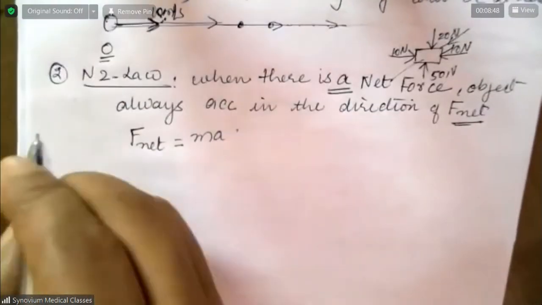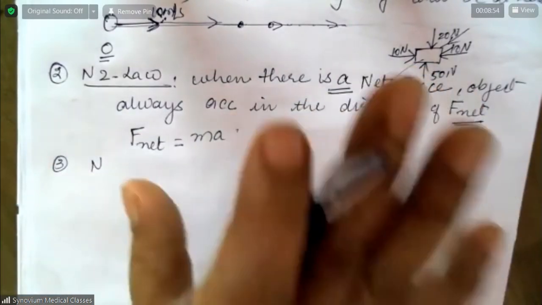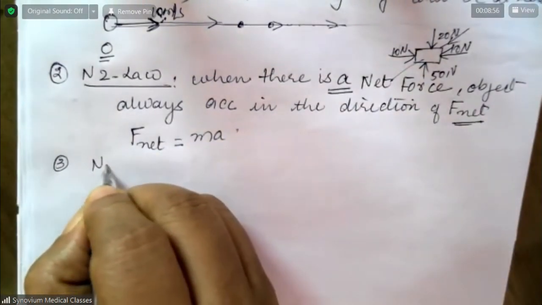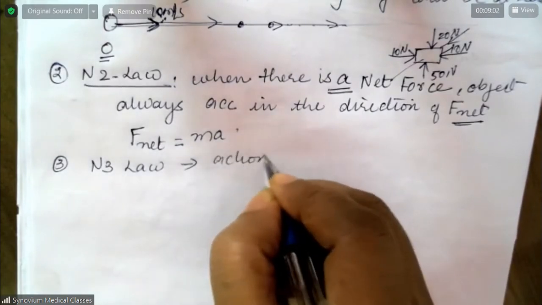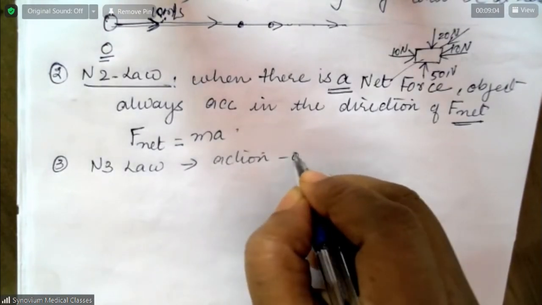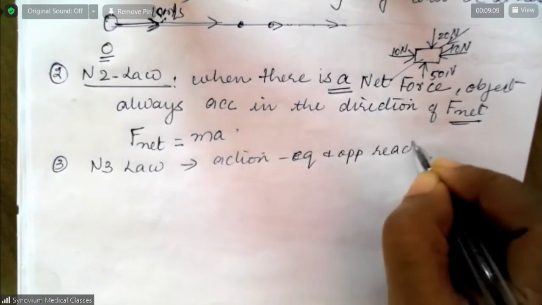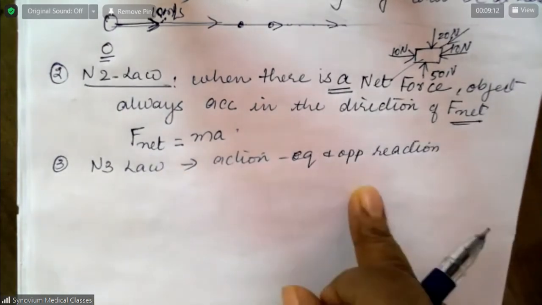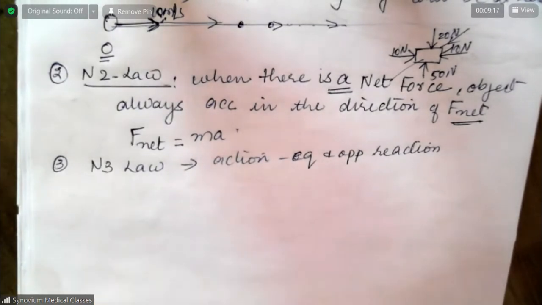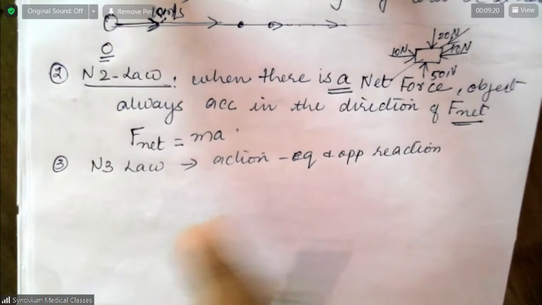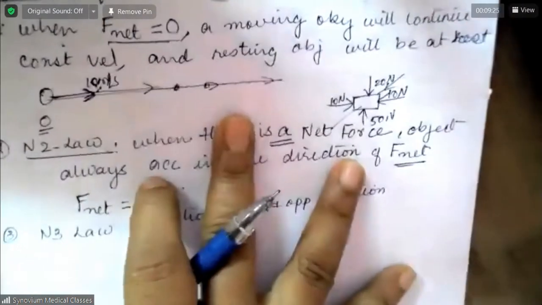What's the third law? Every action has an equal and opposite reaction. Newton's third law is: every action has an equal and opposite reaction. And what are the qualifications, the things that are needed for the action-reaction pairs? All those things you have learned in your unit 1. So these are Newton's three laws.